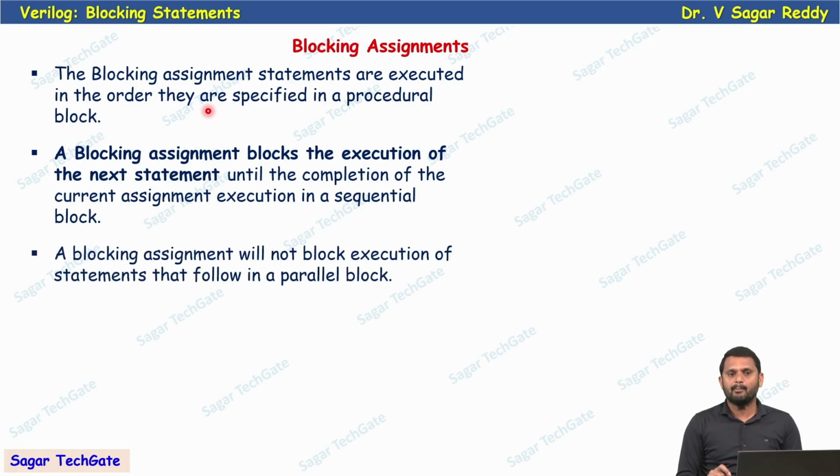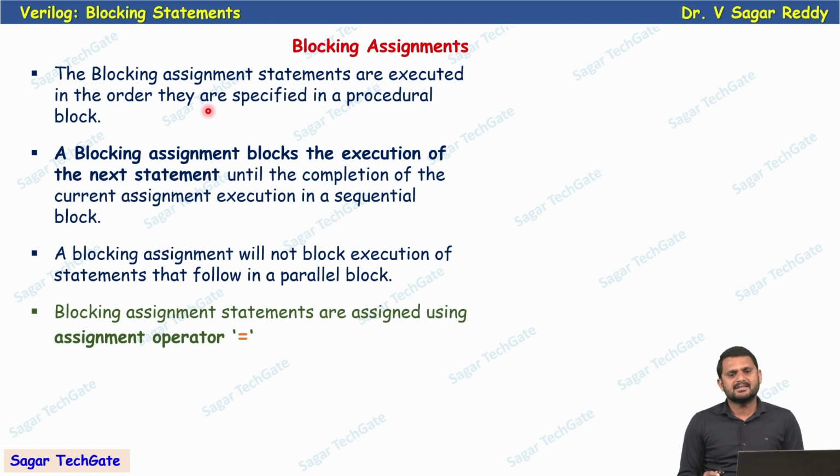Clear? Now, a blocking assignment will not block the execution of statements that flow in a parallel block. For example, I have two always blocks. A blocking statement in one always block never blocks a statement in the other always block. A blocking statement will not block the execution of statements in a parallel block, in another procedure block. It blocks only within that procedure block, blocking the next statement until completion of the current statement in that same block.